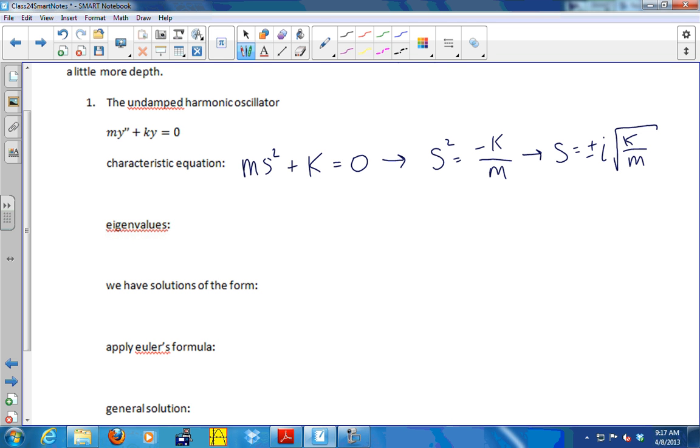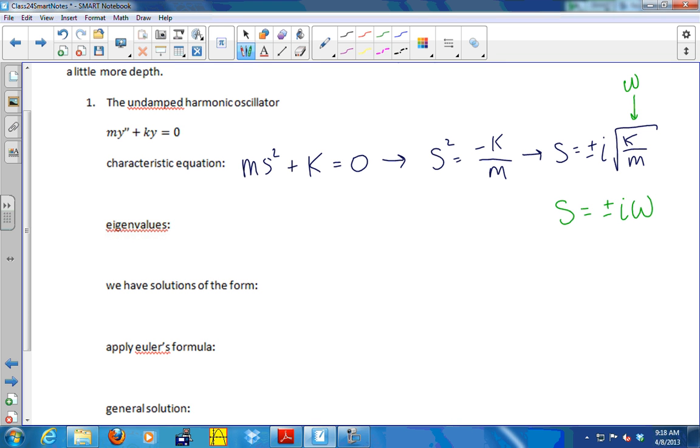Because you're taking the square root of a negative number there, pull it out and make it an i. So this square root, the square root of k over m, happens so frequently in the harmonic oscillator example that we give it a special name. We call this omega. So we have s equals plus or minus i omega, where omega just represents the square root of k over m.